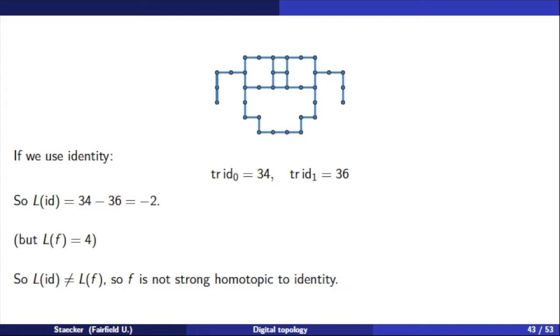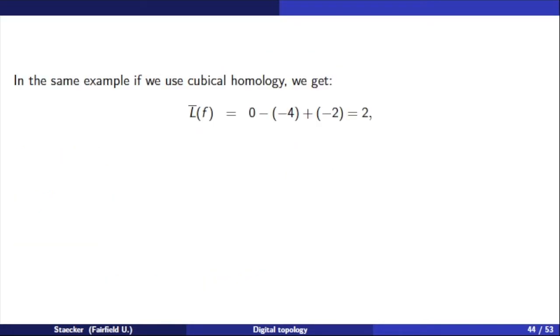And if we do it using cubical, we get this for the cubical Lefschetz number of the flip, and this for the cubical Lefschetz number of the identity. Again, they're different, which means they are not homotopic, because if they were homotopic, they would have the same cubical Lefschetz number. So you can use the Lefschetz number to prove that these are not homotopic.